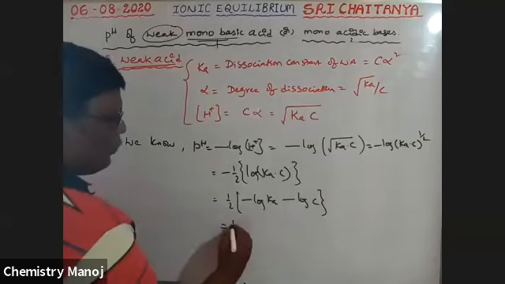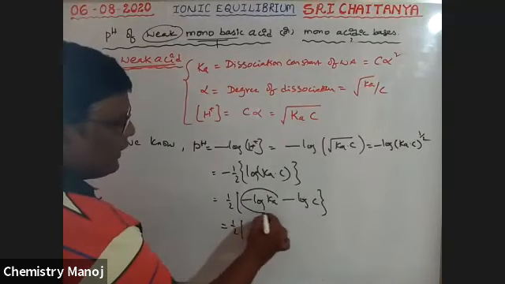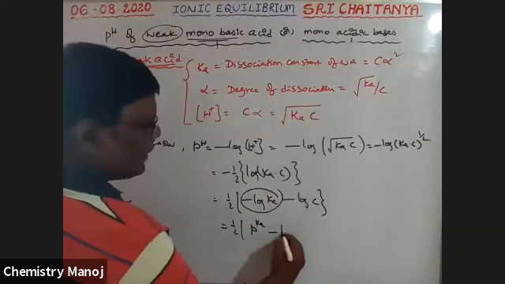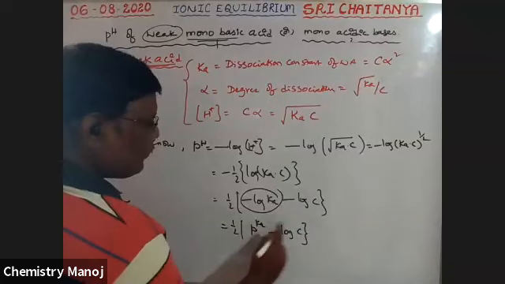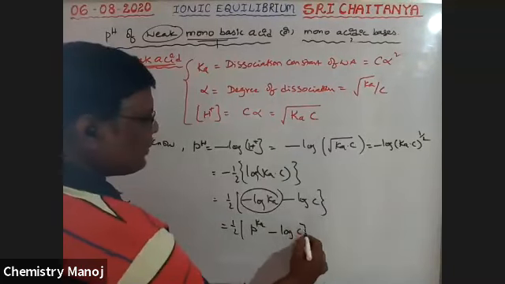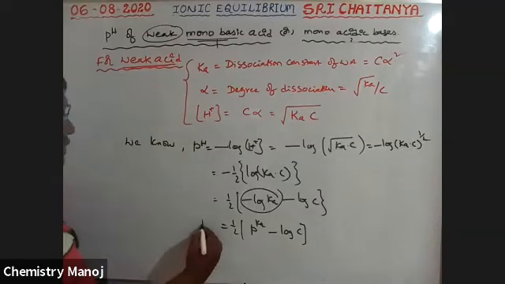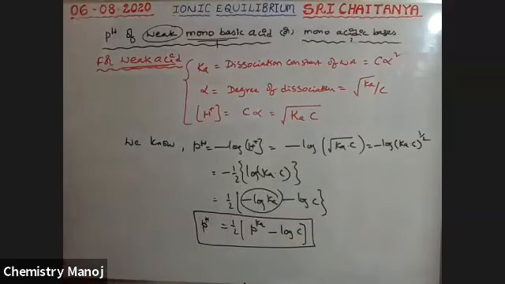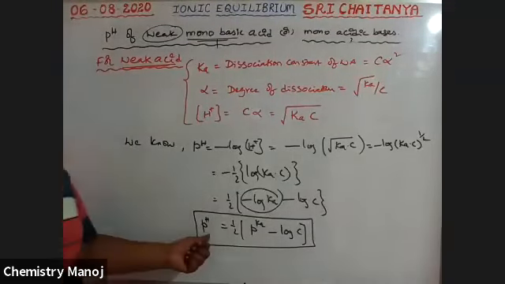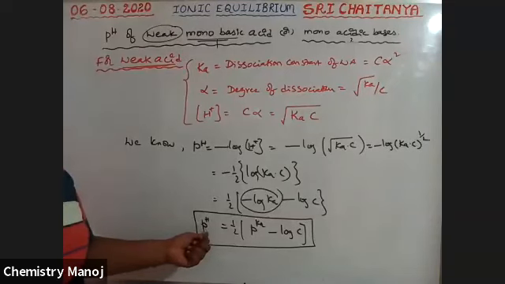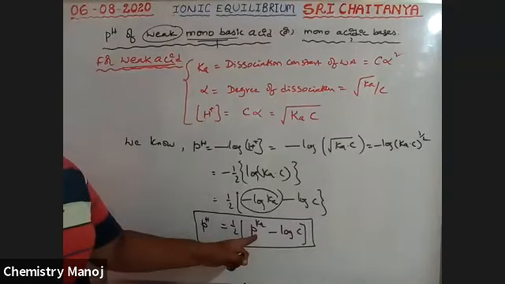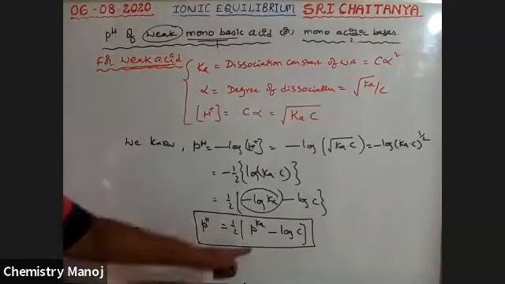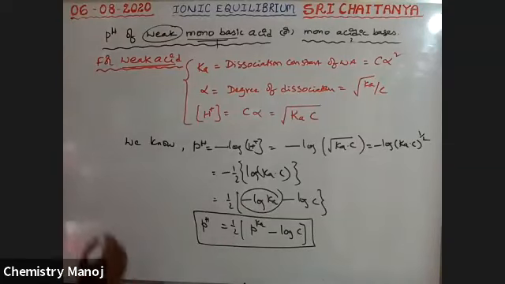That is equal to 1 by 2 of minus log Ka, which we consider as pKa, minus log C. What is C? That is the initial concentration of that weak acid. So this is the pH of weak acid. The pH of weak acid is equal to 1 by 2 of pKa minus log C. What is pKa? Minus log Ka.